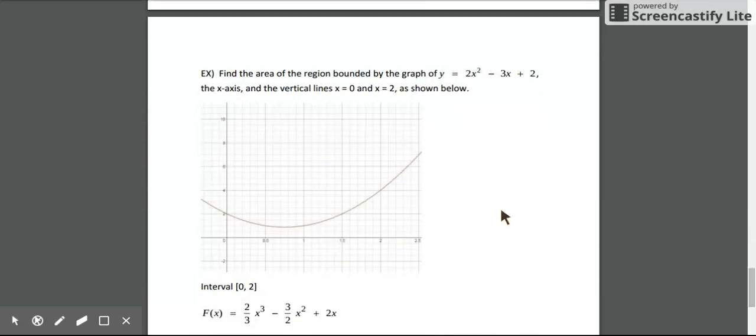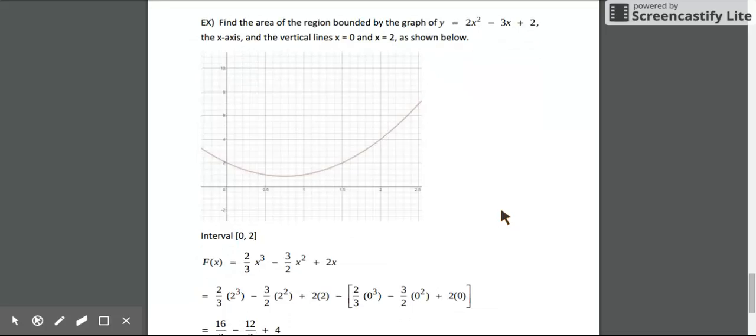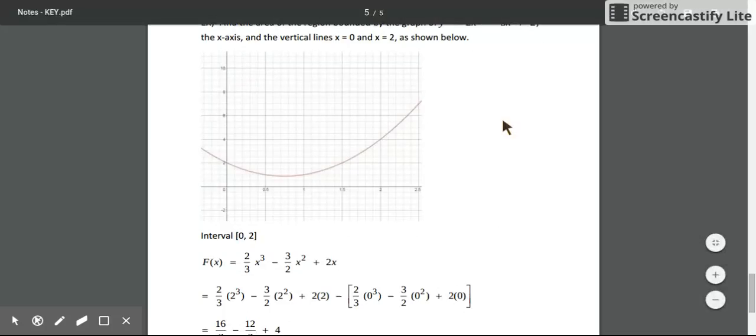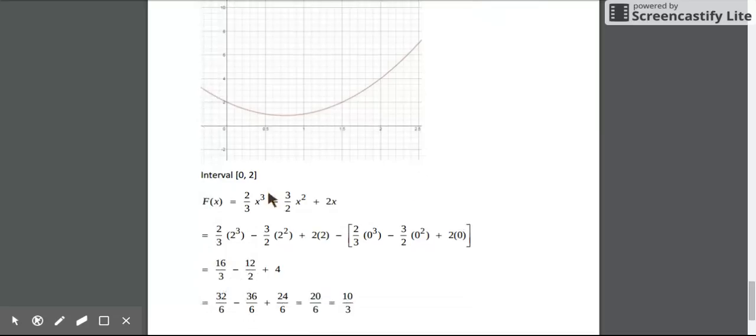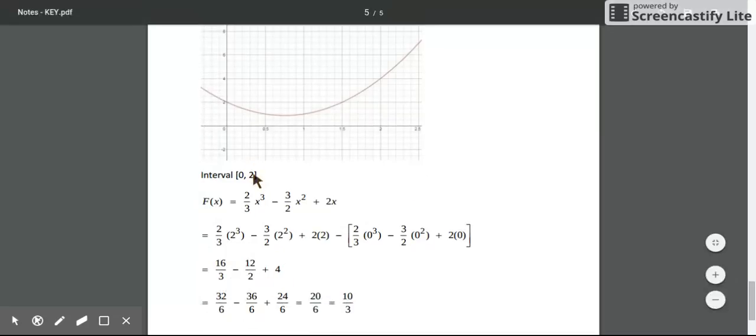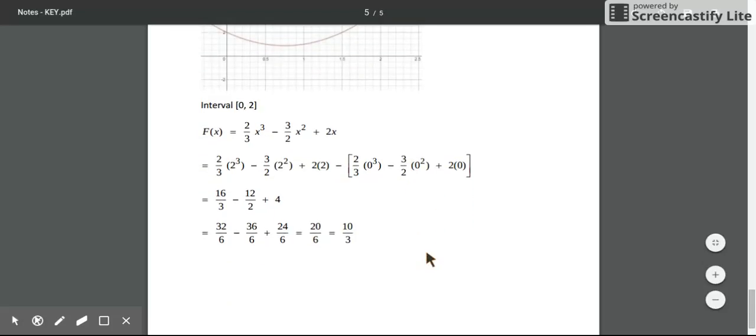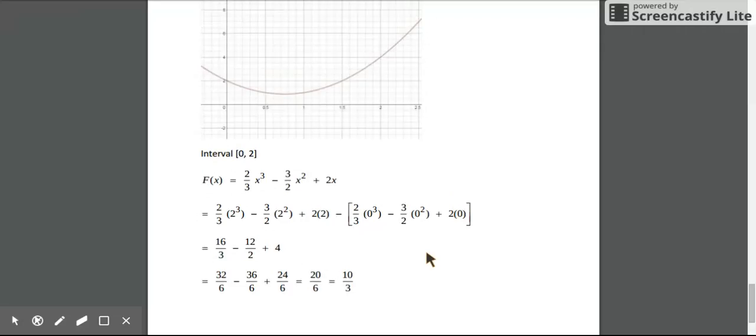And one more time, just a different way of asking the same question. Find the area of the region bounded by the graph of the function between the x-axis and two vertical lines. X equals 0 is right here, and x equals 2 is a vertical line right here. So we know our interval is between 0 and 2. We're just going to find the antiderivative of this function and evaluate it at our upper and lower limits. Our upper limit would be 2, lower limit would be 0. And eventually we get 10/3.